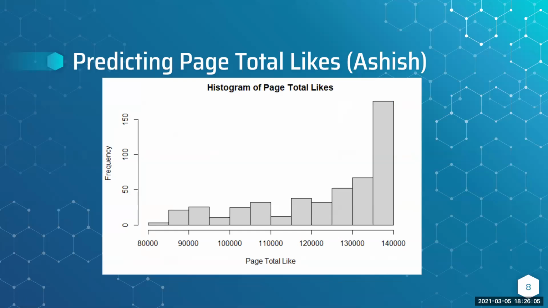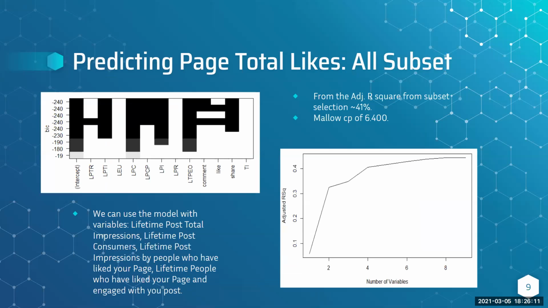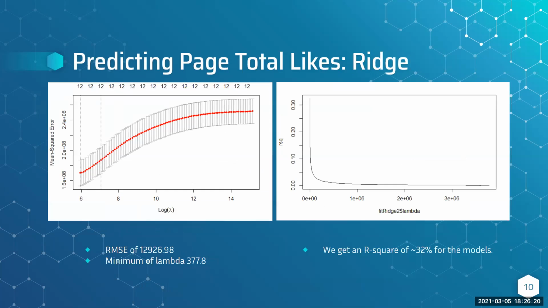So my variable of interest is page total likes. On the next slide, I performed all subset selection. The best model to use consisted of 4 variables, which had an R-square of about 41%. On the next slide, I performed ridge regression, which gave me an RMSE of 12926.98 and an R-square of 32%.